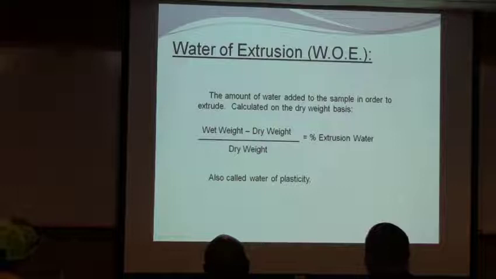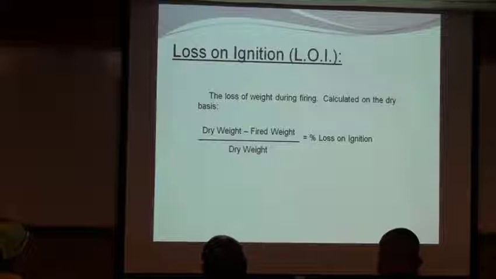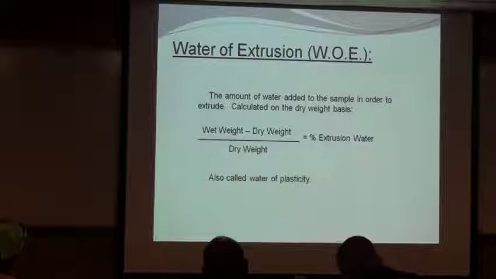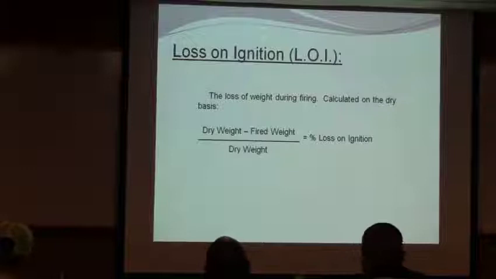Water on extrusion is just a measure that you'll see on the data sheet. When a bar comes out, it's the wet weight, which is the bar when it's extruded, then after it's dried, wet weight minus dry weight over dry weight gives you the water on extrusion. Loss on ignition is the next step. You take a dry bar and you have the weight for that. You weigh it after it's fired. That tells you how much weight you lost when you fired it.